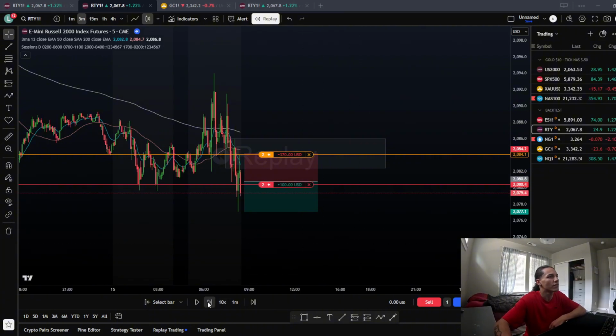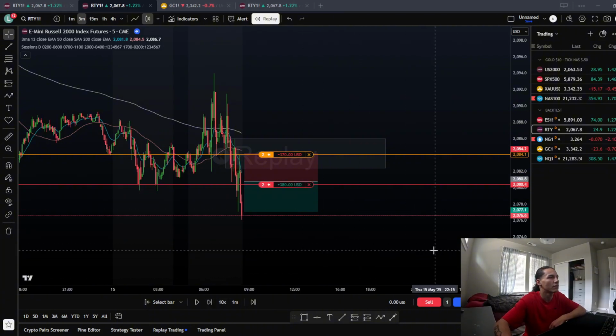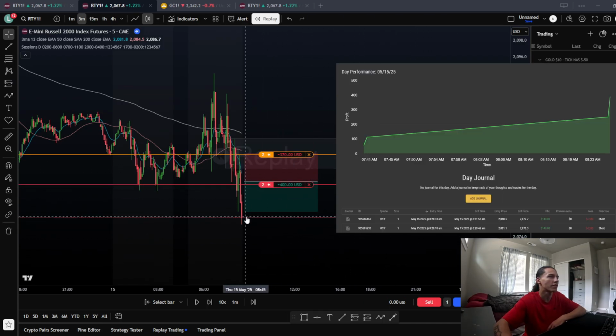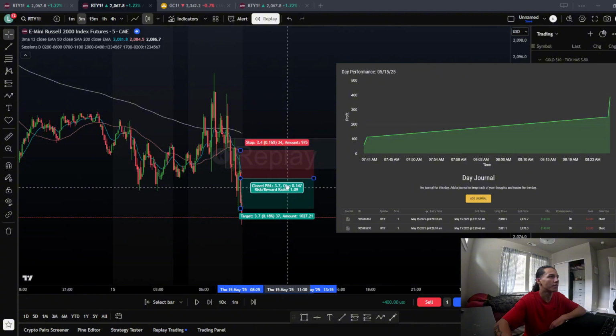$280 right here. Fast forward. There you go. Easy 1-to-1. $370 risk, we're already at $400 profit. And my entry was lower than what it should have been. My entry would be right here at the break of the previous low of the candle. So there you go. Once again, simple supply setup.